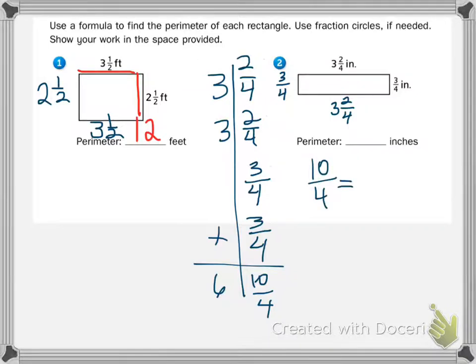So 4 goes into 10 twice, because 2 times 4 is 8. How many are you left over? Well, if you take 8 away from 10, you're left with 2.